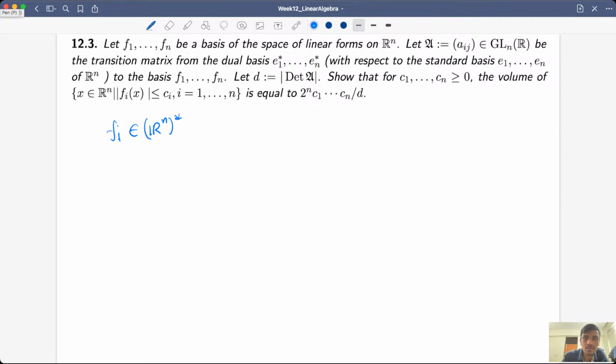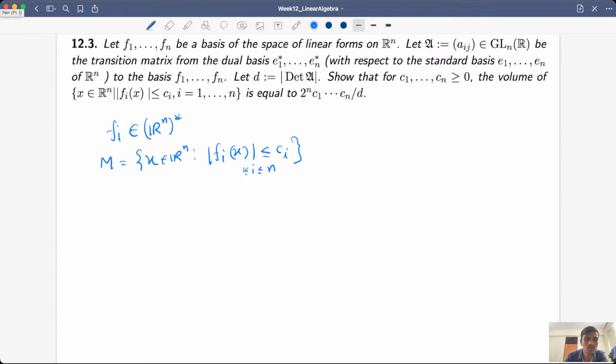Now if we define this volume, say this as M, the set of x belonging to Rn such that the modulus of fi of x, which is a real number, is bounded by ci, where the ci are non-negative real numbers, for i equal to 1 to n, then this has the volume 2 power n c1 c2 up to cn into D.